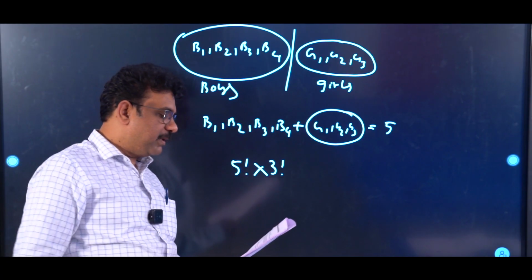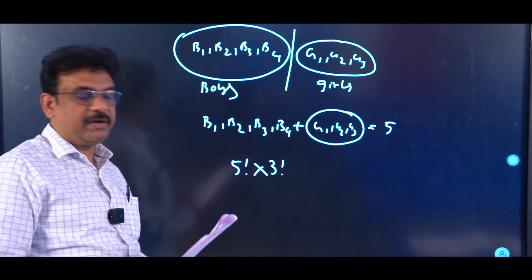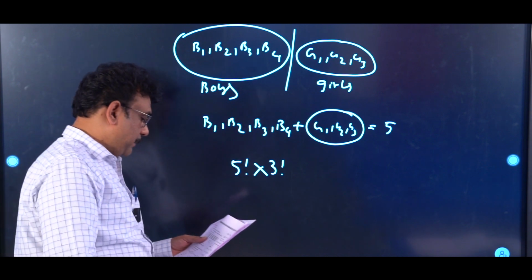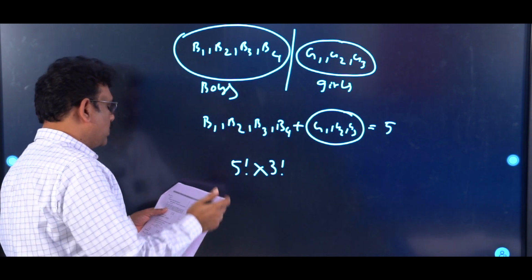So then the number of ways in which this arrangement can be done. So B1 and B2 are not adjacent to each other.